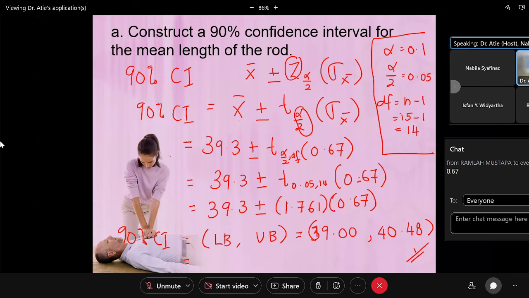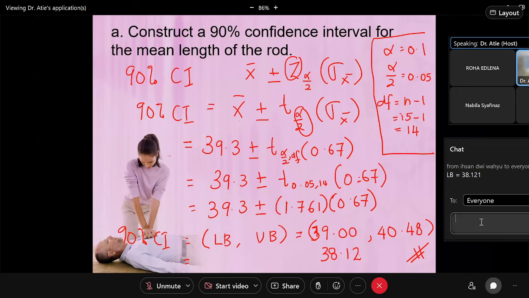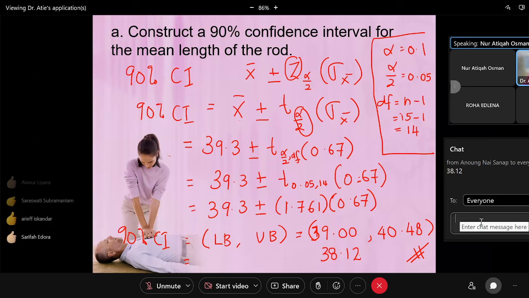All right, how about every other people? Do you agree with that one? Doctor, for the lower bound, the answer is 38.12. Okay, so somebody just told me for the lower bound it's supposed to be 38.12. How about other people? Do you agree with Roha or Iswan? So which one is the correct answer? The 38.12. Okay, 38.12. All right.